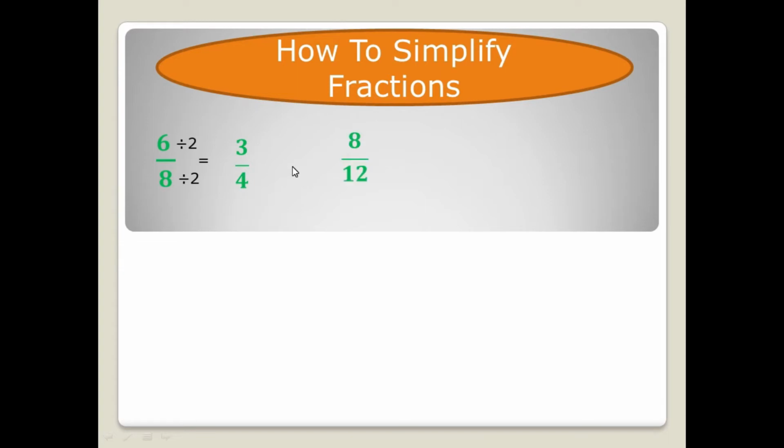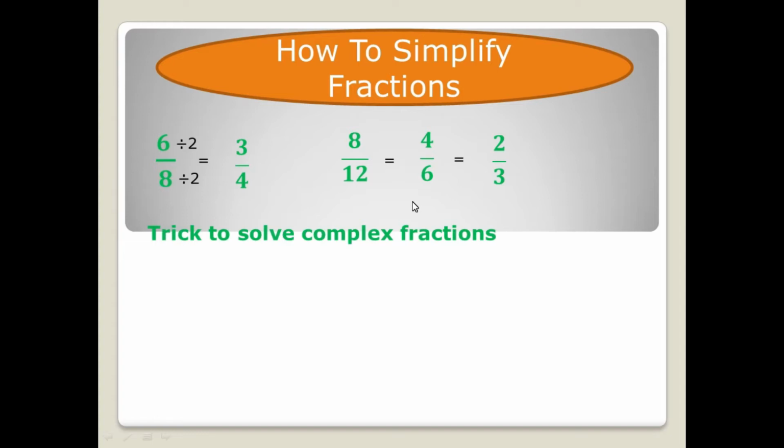Similarly, we have another fraction, that is 8 over 12. We will divide both the numerator and the denominator by 2 and find the result, that is 4 over 6. 2 4s are 8 and 2 6s are 12. And we can further simplify it, because 2 2s are 4 and 2 3s are 6. In this way we can simplify the fractions.